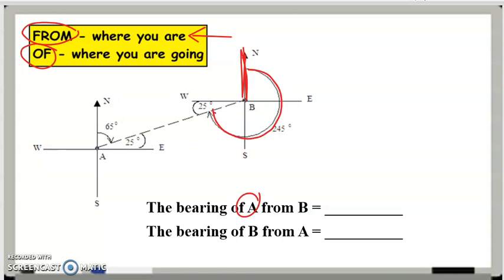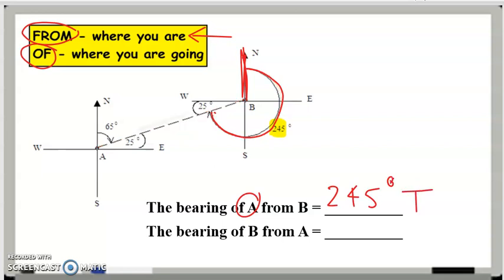So I can stop here, and you can see on this diagram that that angle is 245 degrees. So the bearing of A from B, so if I want to get to A from B, I'll have to turn 245 degrees and then I can start walking in that direction to get to A. So that bearing is 245 degrees true.